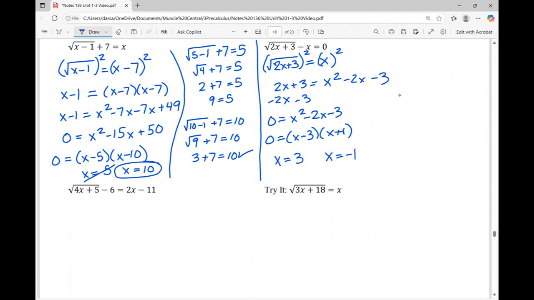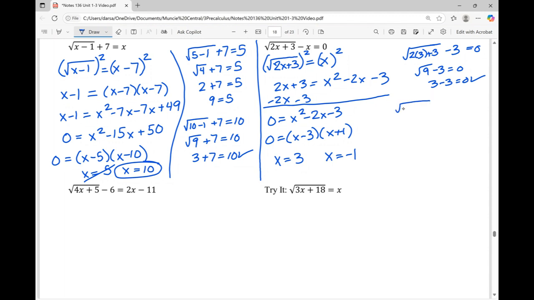And remember, anytime anything starts with a square root, you have to check your answers. Let's check the 3. So square root of 2 times 3 plus 3. We're going to plug that 3 in for all of our x's in the original equation. Minus 3 equals 0. So this says the square root of 9 minus 3 equals 0. Is 3 minus 3 equal to 0? Absolutely.